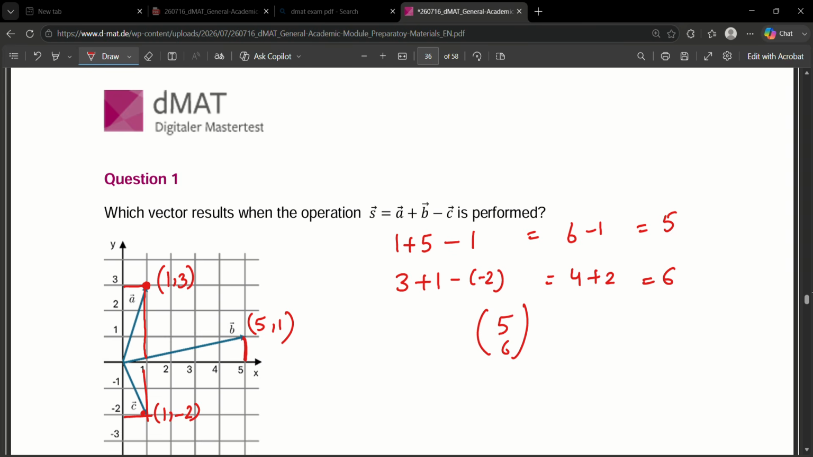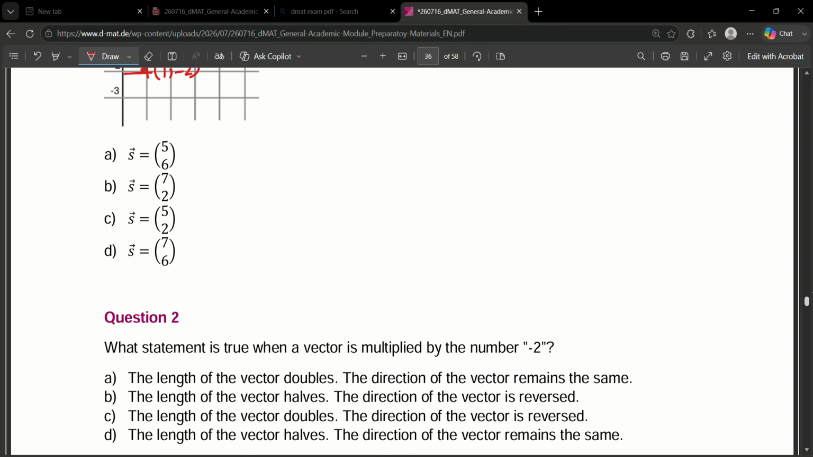What rule are we performing? That is 1, 3 plus 5, 1 plus 1, minus 2. You have to add first the first numbers, 1 plus 5 minus 1, then the second numbers, 3 minus 2. So the answer would be 5, 6. Now move to the next question.